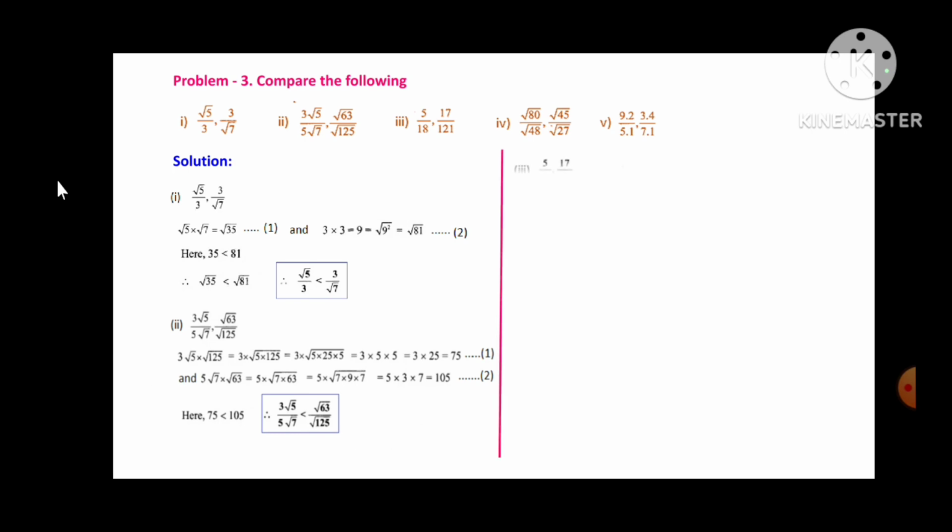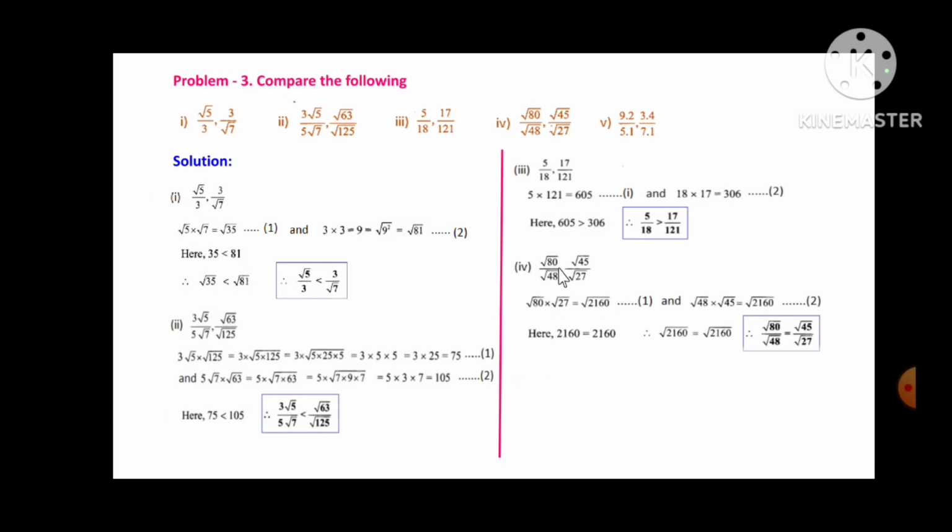Let's see the next problem number 3. 5 upon 18 and 17 upon 121. Here 5 into 121, 605 and 18 into 17 is 306. Second, from 1 and 2 we will get that 605 is greater than 306. Therefore 5 upon 18 is greater than 17 upon 121.